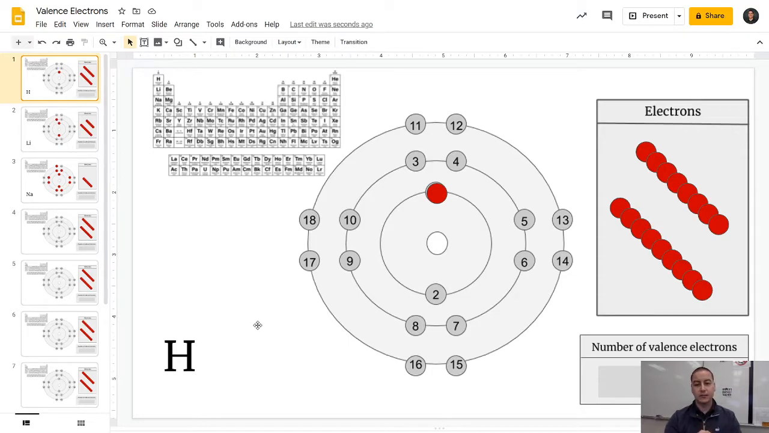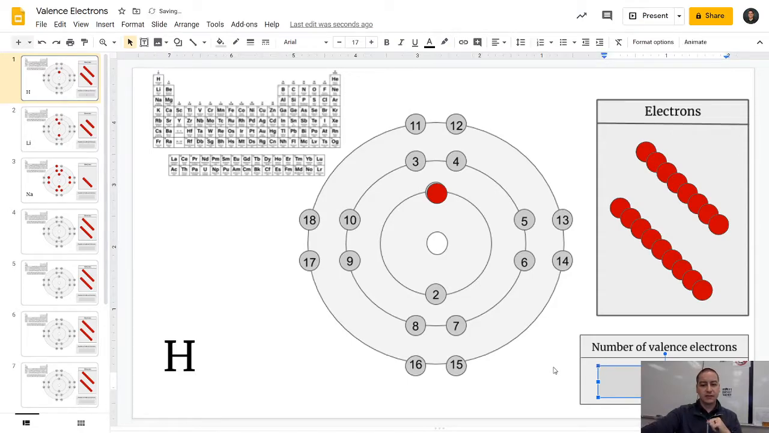So I've placed that electron on our atom model here. And from here, we can figure out how many valence electrons hydrogen has. Now, a valence electron is any electron on the outermost energy level. Here, it's only taking up 1 energy level or shell, and there's only 1 electron there. So it only has 1 valence electron.